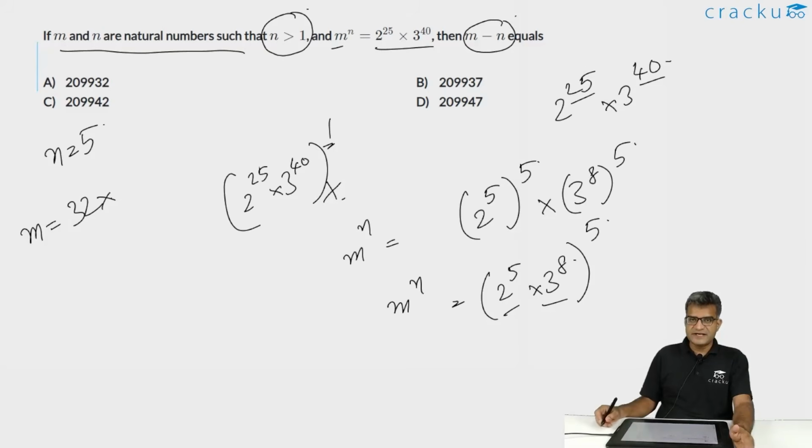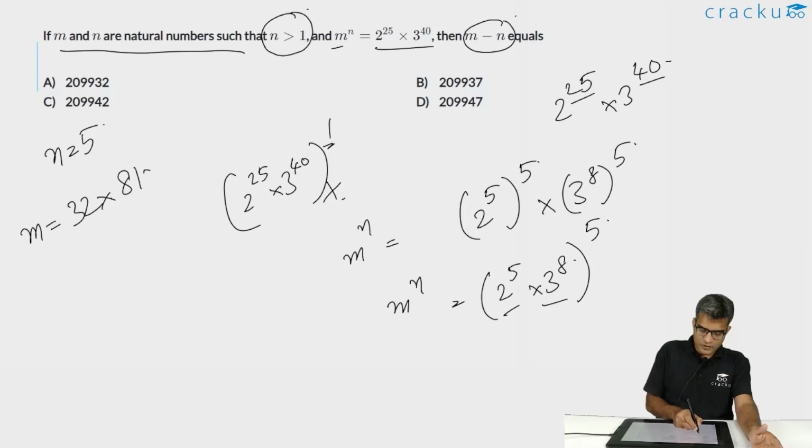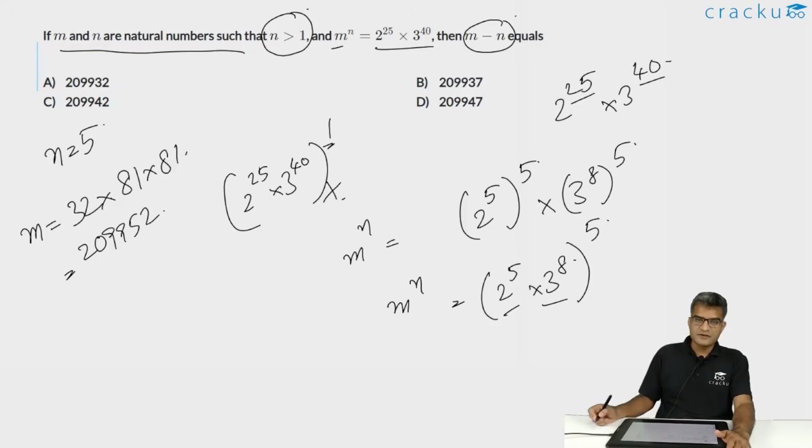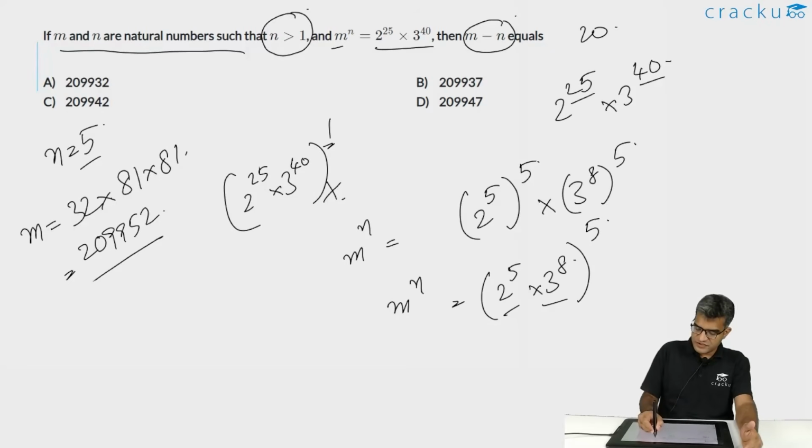3 to the power 8 is basically 3 to the power 4, which is 81, so this is 81 into 81. The second term, 32 into 81, can be calculated. This is 209952. So m minus n will be 209952 minus 5, which is equal to 209947. So the answer for this question is option D.